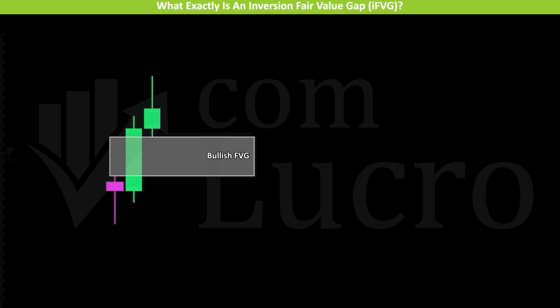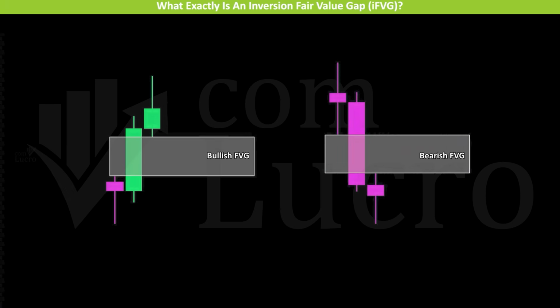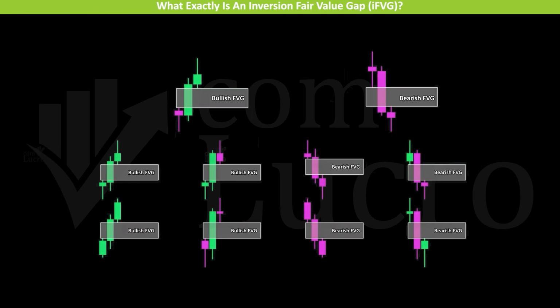A bullish fair value gap is the price space formed between the high of the first candle and the low of the third candle within a 3-candle sequence. In the same way, a bearish fair value gap is the space between the low of the first candle and the high of the third candle. The color of the candles is irrelevant, and their shape or size does not change the concept.